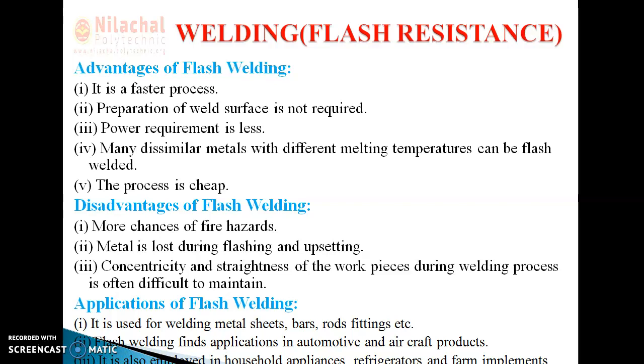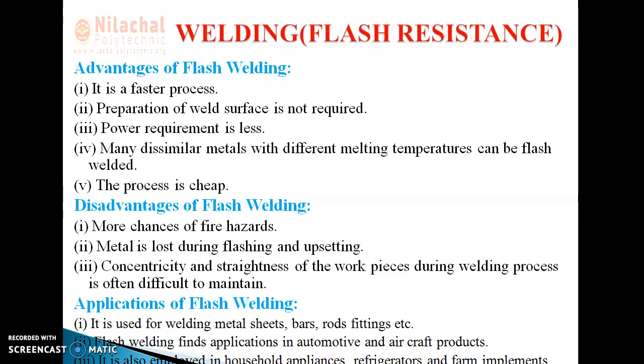Preparation of the weld surface is not required. It is the same as butt welding; here also we do not need any surface preparation. Number three, power requirement is less, also the same as butt welding. Many dissimilar metals with different melting temperatures can be flush welded. Again it is the same as butt welding, and you can say the process is also cheap. The advantages and disadvantages of both butt and flush welding are nearly the same.